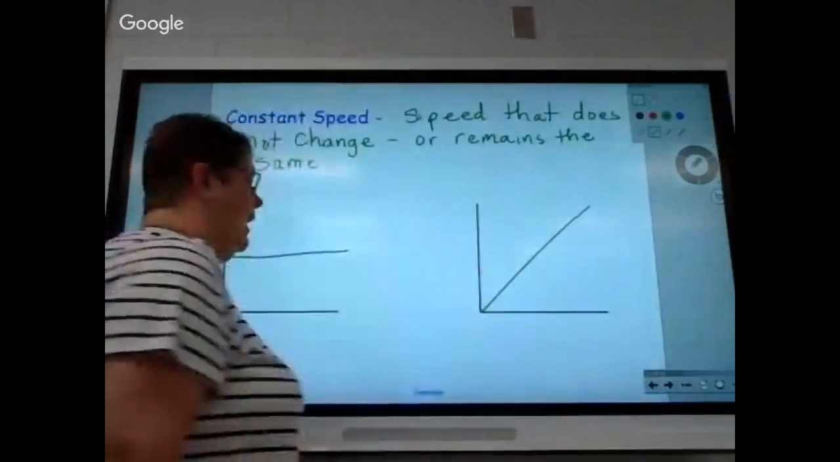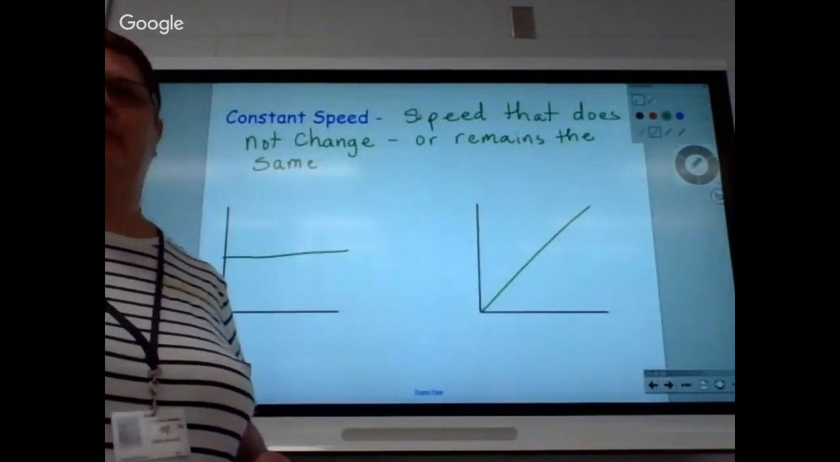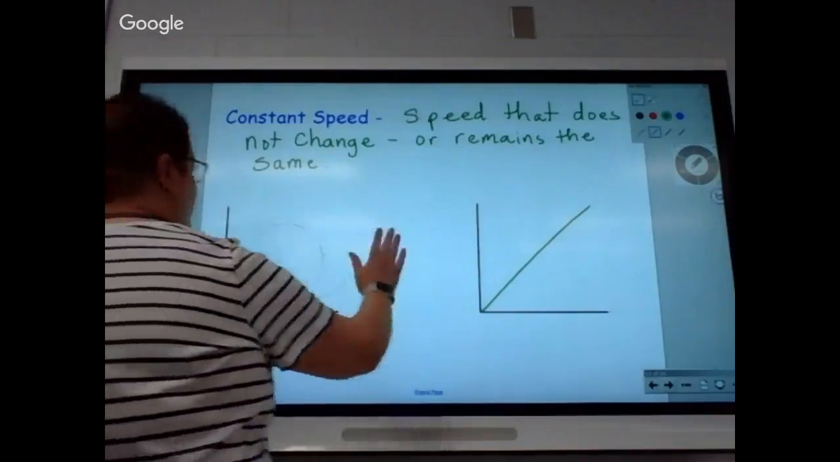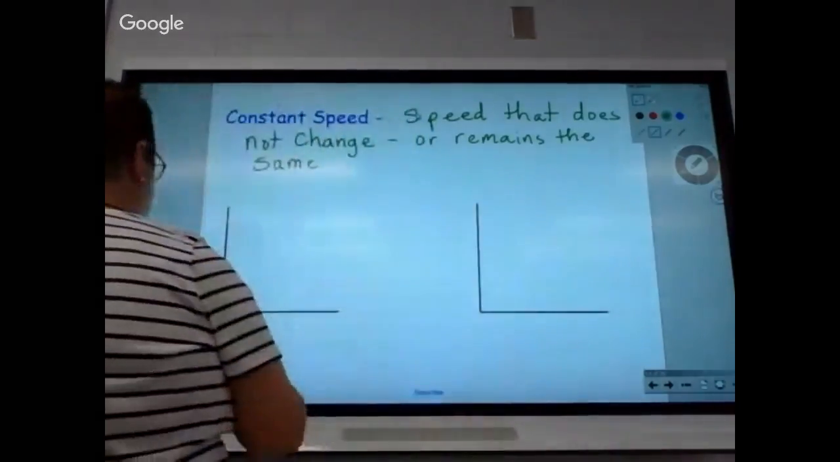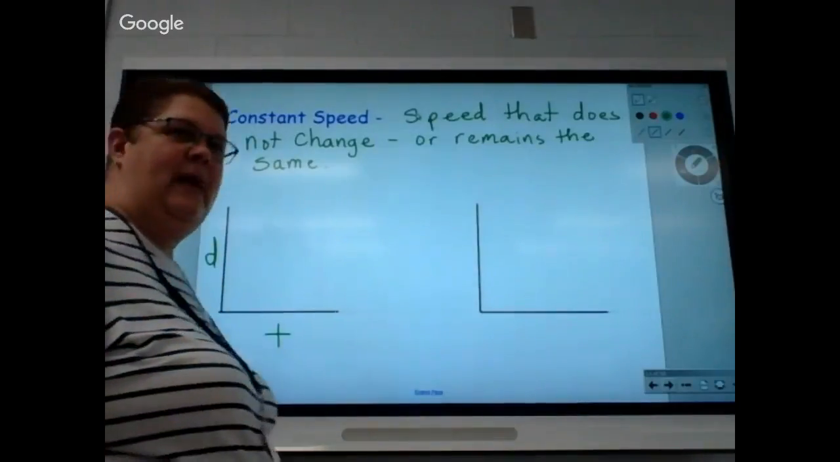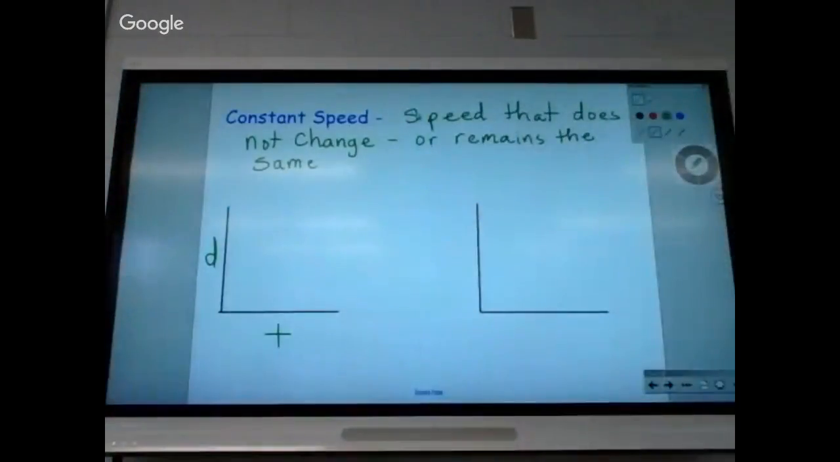It's a really nice line. Does it tell us anything? Nothing if it's not labeled. You've got to label the X and Y axis, okay? So, distance and time have to be labeled. Don't forget that today in your lab. So, distance and time.